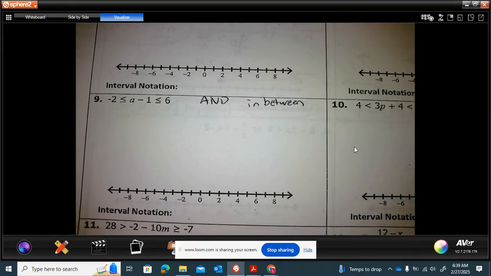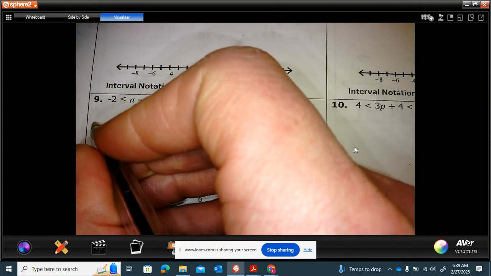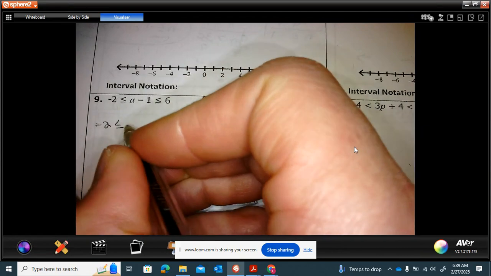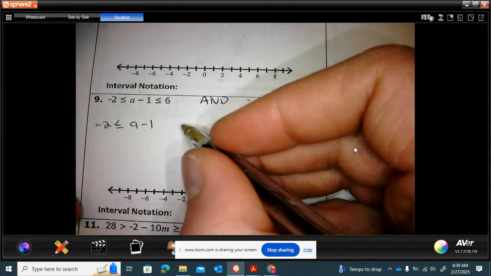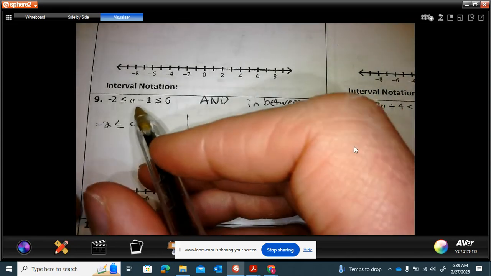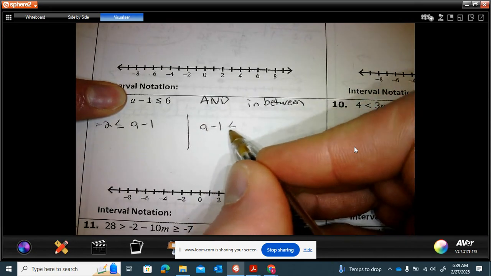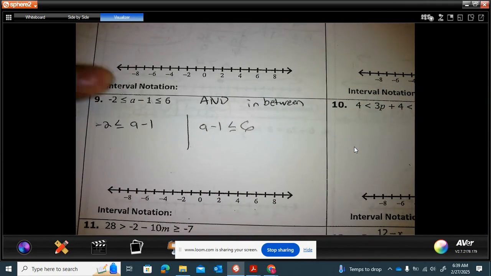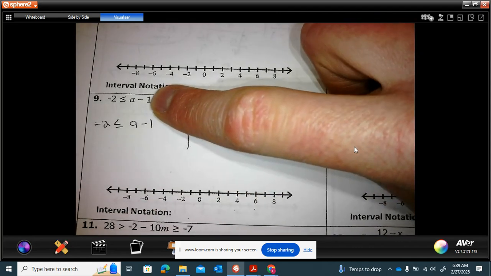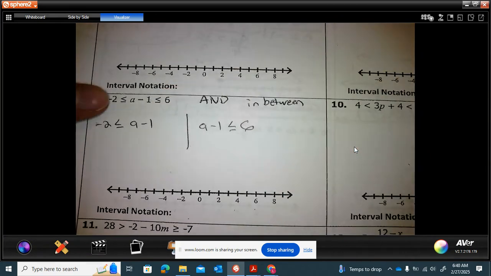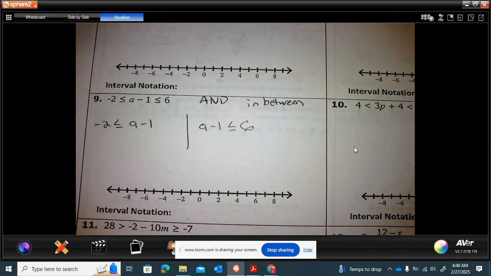So here's what you do. You kind of split this up. Like I'm going to do -2 less than or equal to a minus 1. That's my first inequality I need to solve. My second inequality is I basically cover up the first part, and then I take a minus 1 less than or equal to 6. So I have two different inequalities. The first time I covered up the less than or equal to 6. Then the second time I covered up the -2 less than or equal to. And so those are my two inequalities. You have to set it up like that every single time. Now I could solve it.